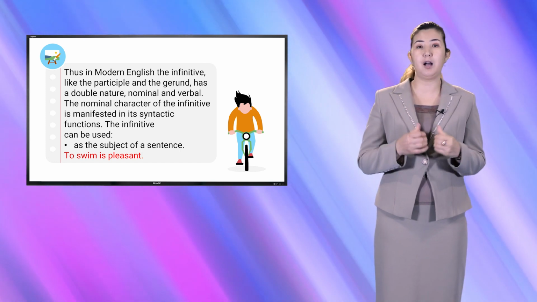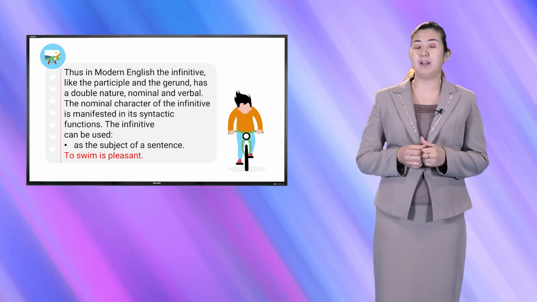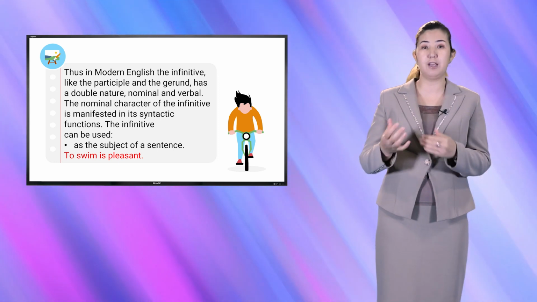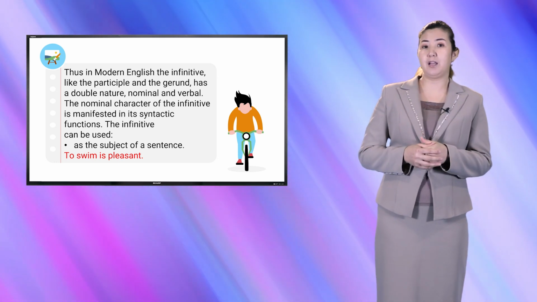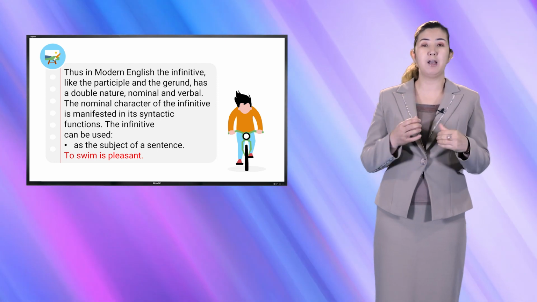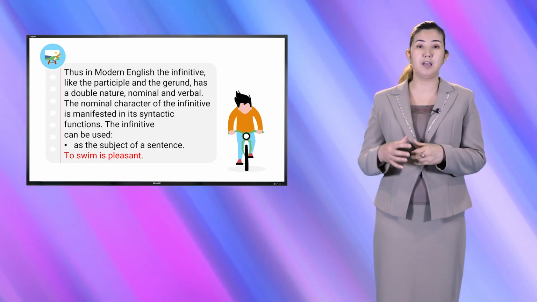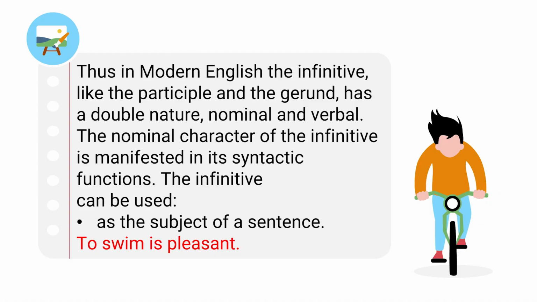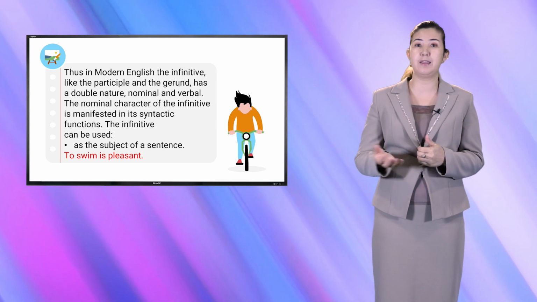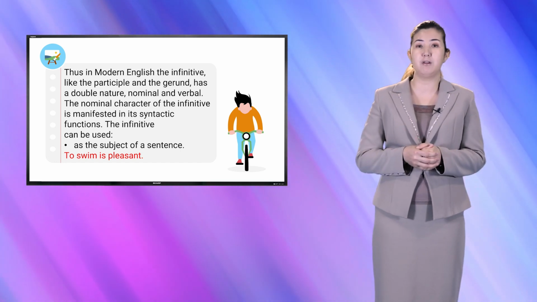Now I will tell the characteristic traits of the verbals. The verbals have a double nature, a nominal nature and a verbal nature. So the participle combines the characteristics of a verb with those of an adjective, while the gerund and infinitive combine the characteristics of a verb with those of a noun. The second verbal character of the non-finite forms is that all verbals have voice and tense distinctions, but their tense distinctions are not absolute like those of the finite verbs.